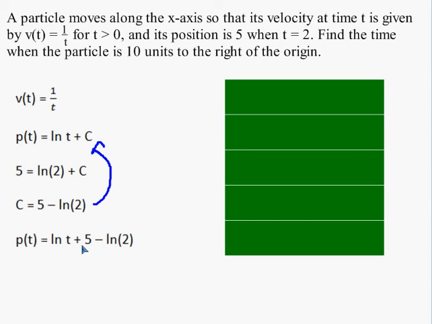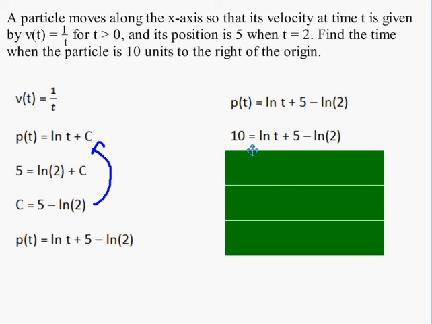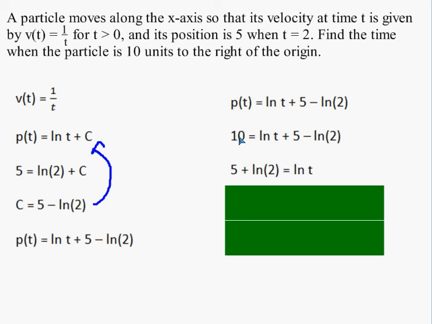So that's the position function. We needed that to find this part right here, find the time when the particle is 10 units to the right of the origin. And so that's really just finding when the position is 10. So here's our position function. We're going to plug in 10 for our position, and we want to solve for t. Well, we can get these to the other side. So that's subtracting 5 and adding the natural log of 2. Subtracting 5 just gives 10 minus 5 is 5, plus the natural log of 2.